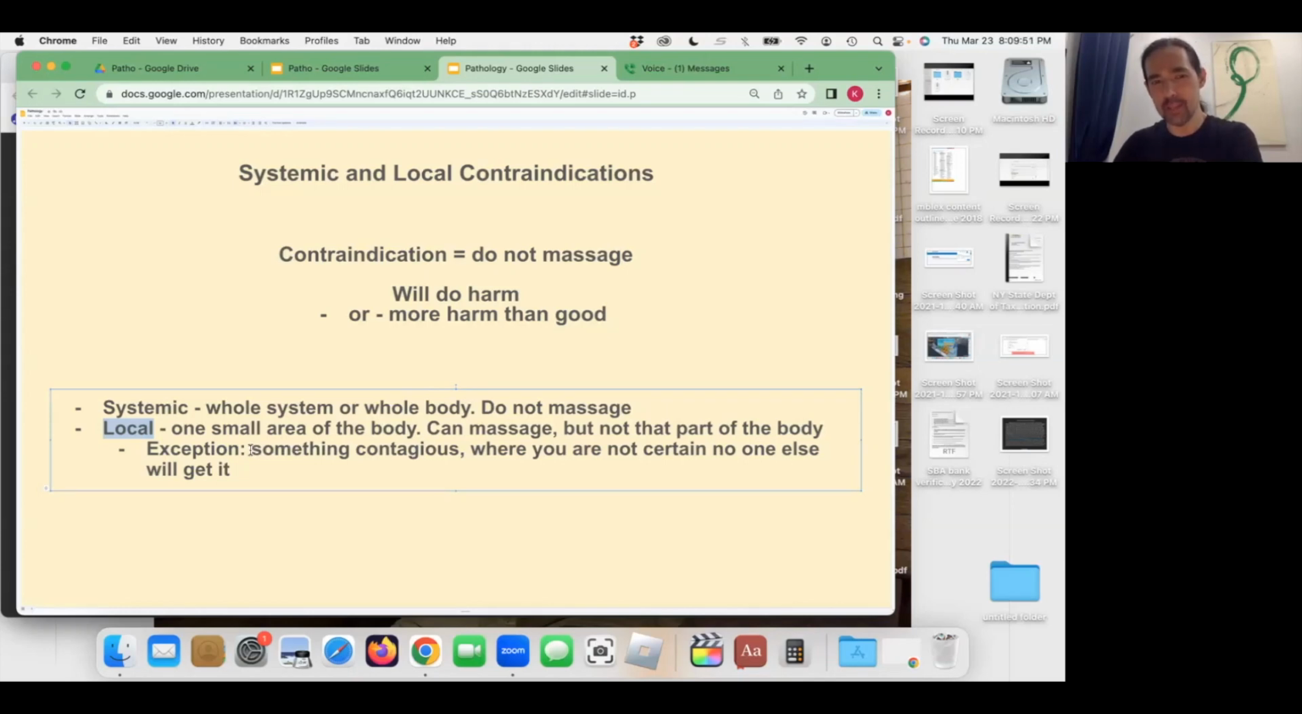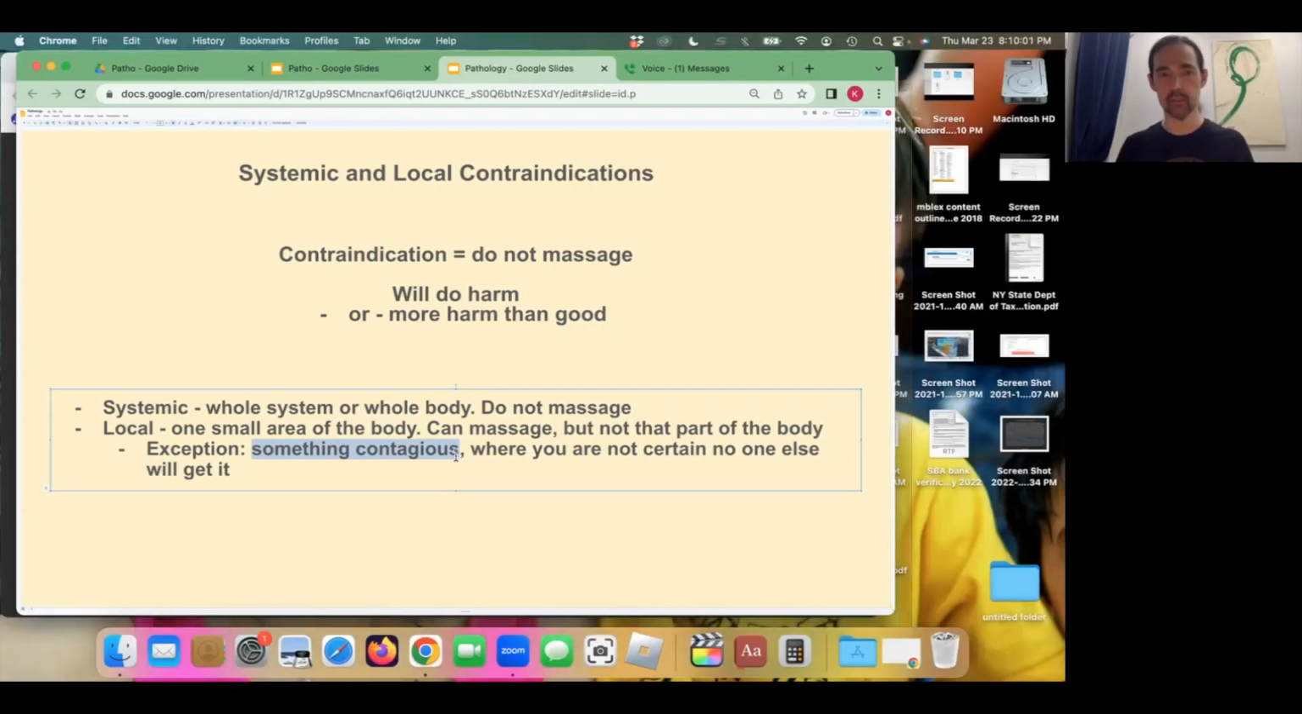There are some exceptions. For example, with something contagious, if you're absolutely 100% certain that no one else in your facility will get the contagion, then it might be okay to work on that person. For example, if they have athlete's foot, you could have them leave their socks on, and you make sure that you don't touch their feet, and you make sure that you sanitize your table using a ratio of 1 part bleach to 10 parts water, spraying down the table, wiping it down, letting it dry.